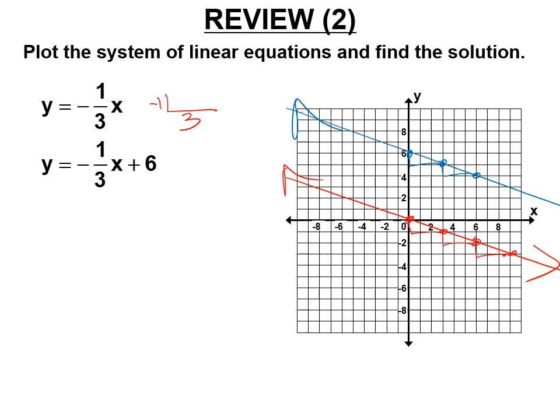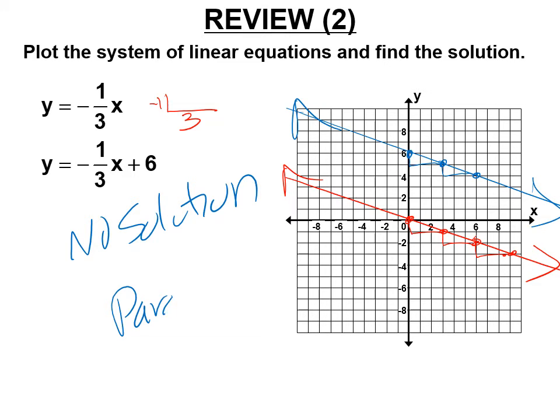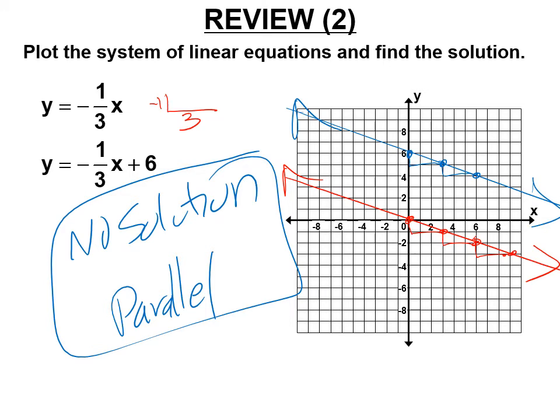What's the solution? There's no solution. Why is there no solution? Because the lines are parallel. They will never intersect. If you have the same exact line twice, say that was +6, then it would be infinite solutions. Please know that. If you have two lines right on top of each other, they hit each other infinitely. But these will never hit each other. They have no solution.